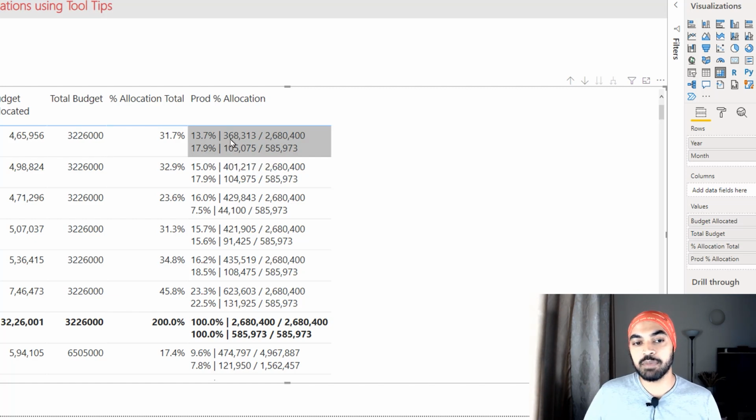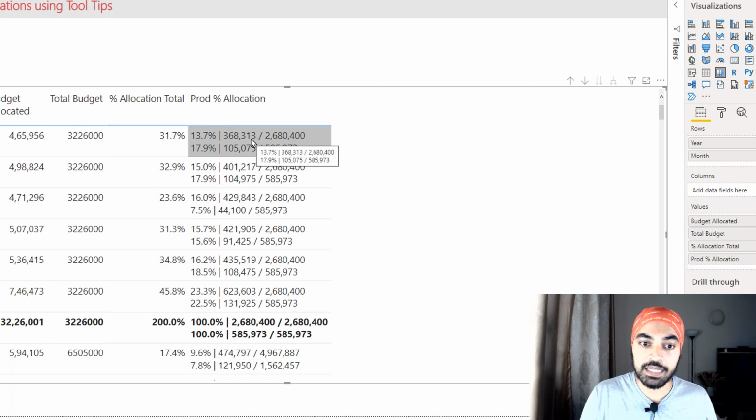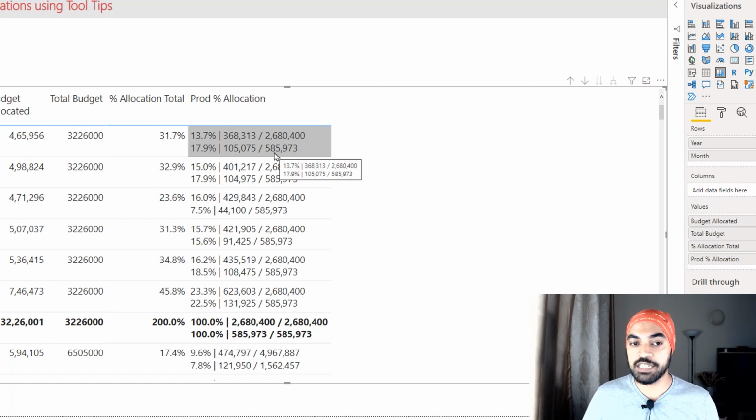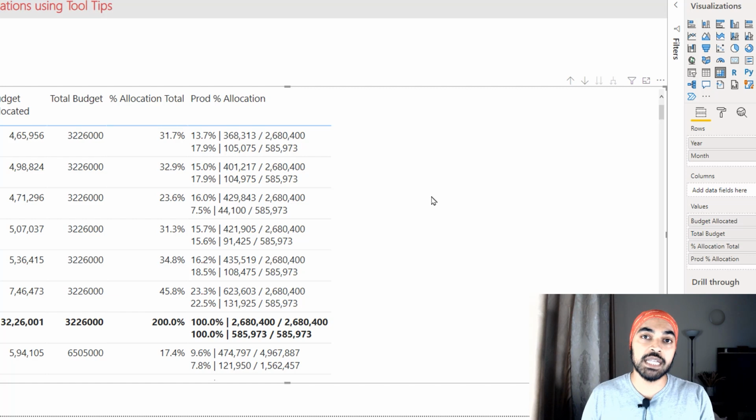And that is nothing but 368,000, which was the sales of that particular subcategory, divided by the total sales of that particular subcategory, which was 2.6 million. That actually gives me 13%, which is nothing but the percentage allocation. Remember that we did that. And 105,000 divided by 585,000, that actually gives me 17.9%, which is again the percentage allocation of that particular subcategory.